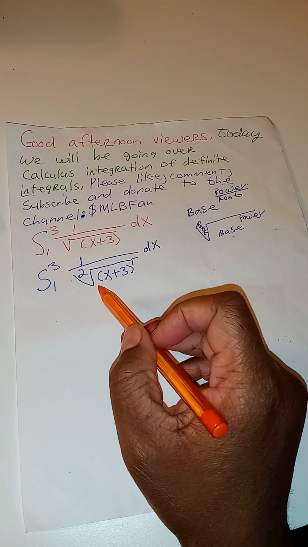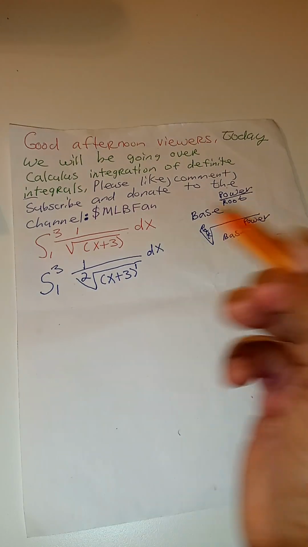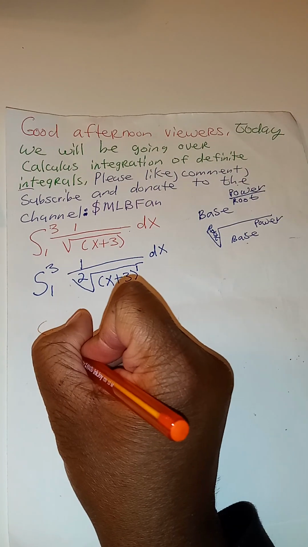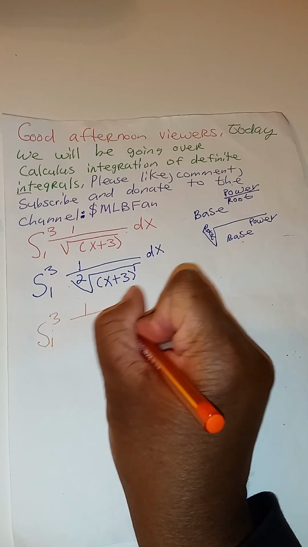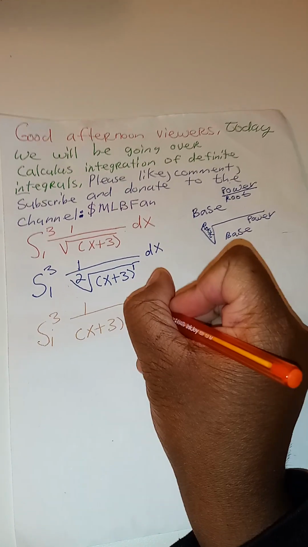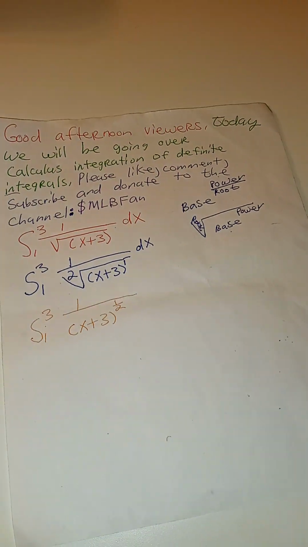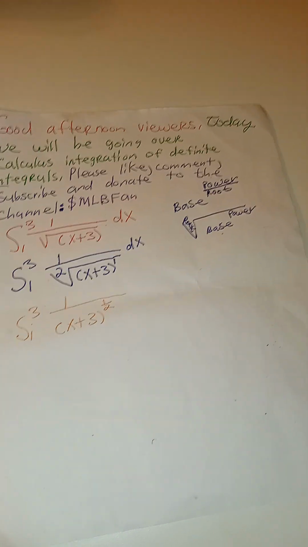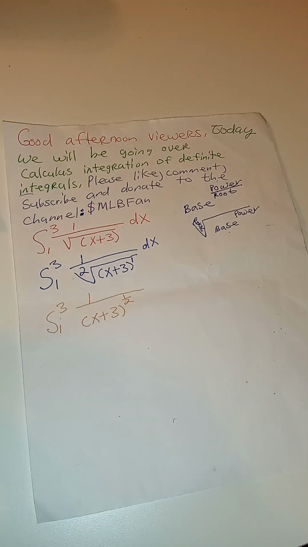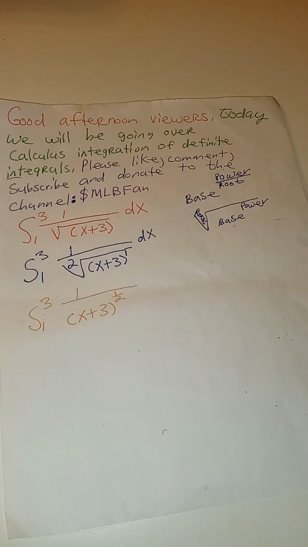But now we have to flip this function here of the square root of x plus 3 to the first power. So that can be rewritten as the integral from 1 to 3 of 1 divided by x plus 3 to the 1/2 power, because the base is x plus 3, the power is 1, and the root is 2. So let's have that marinate for a little bit.